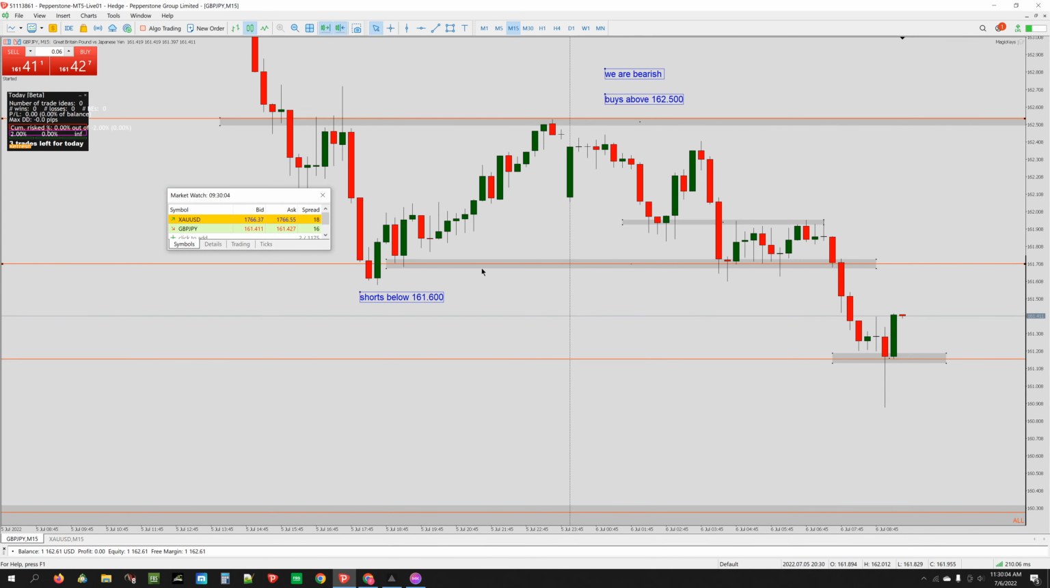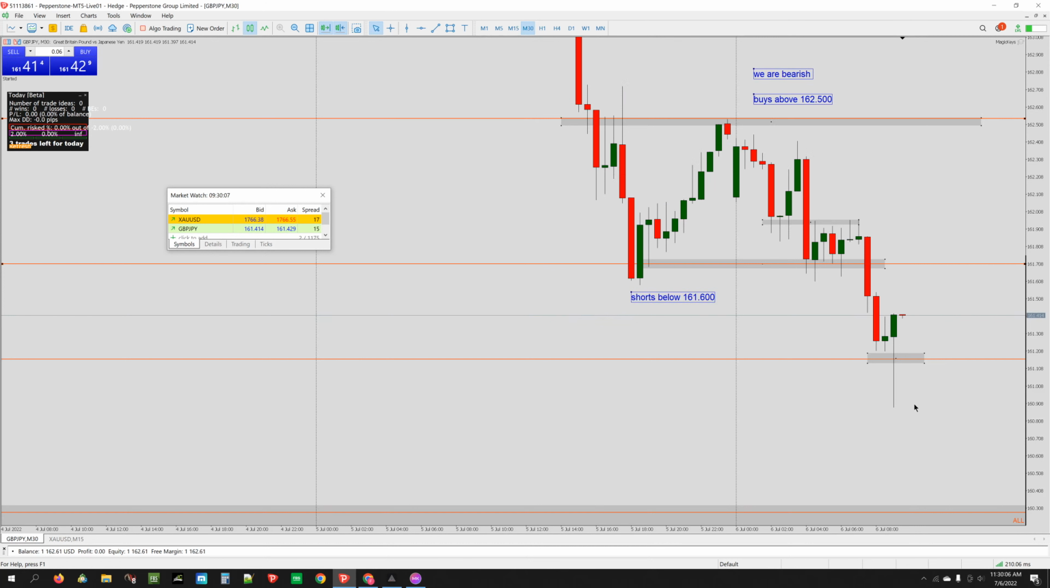So the M30 candle has now closed. In GBP/JPY we have a strong rejection. Now there is a very high probability we can test the 161.700 area, but this candle has no wick at the top, so we need to wait.